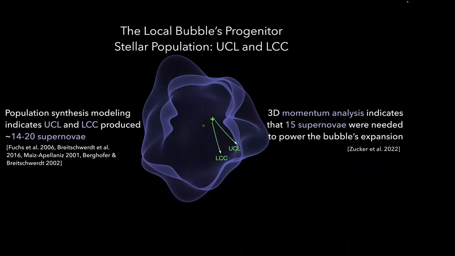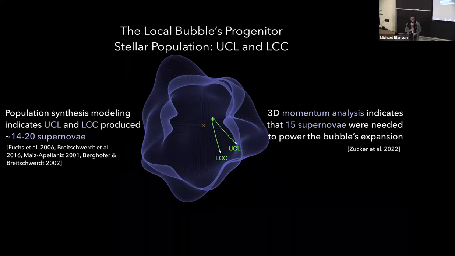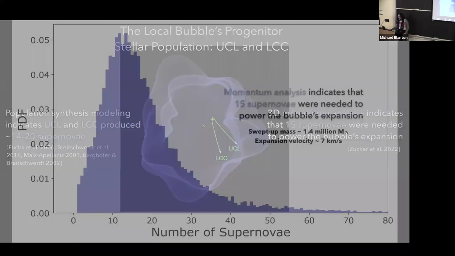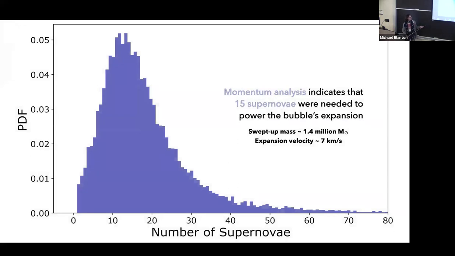So was it 15 supernovae 15 million years ago? No, the first supernova went off about 14, 15 million years ago, and then they've been going off at a rate of about one per megayear, up until about a million or 2 years ago. And this is just the range. There's some uncertainty in how much mass has been swept up and the velocity of the shell in the present day. So we think it's about an average of 15, but there's a huge spread in the number of supernovae needed to power the bubble's expansion.